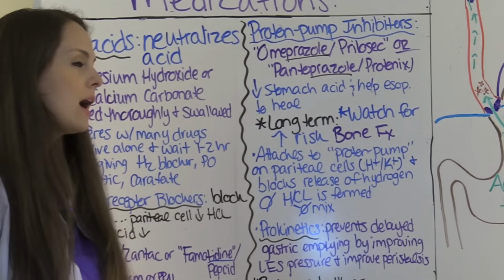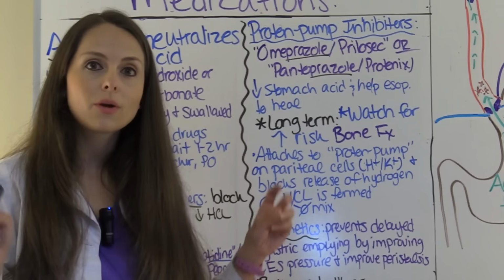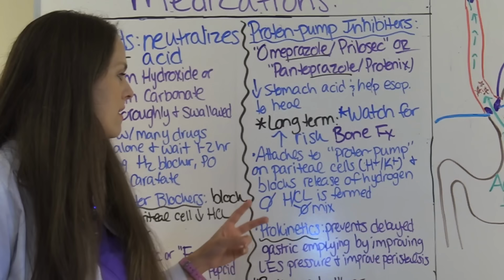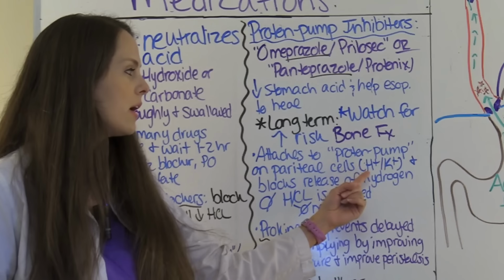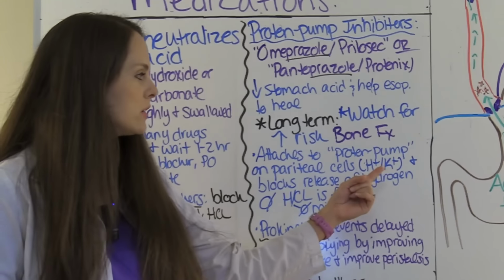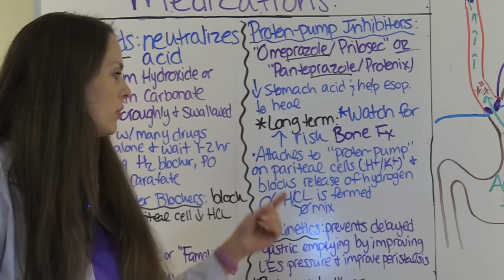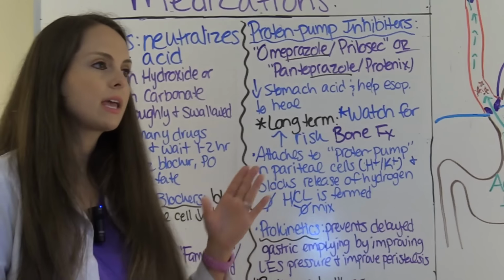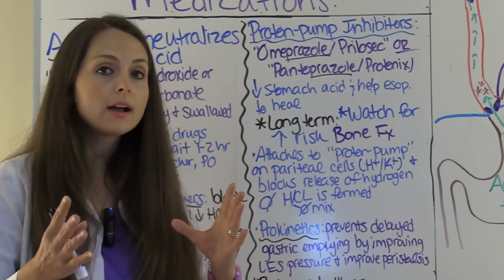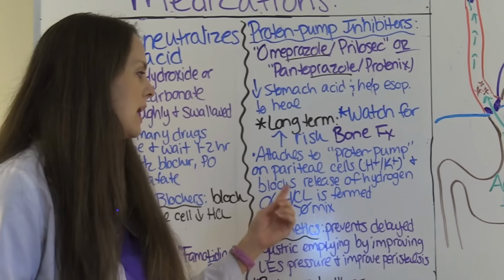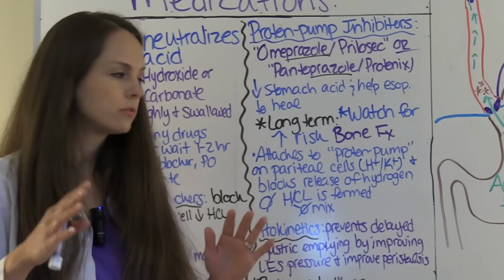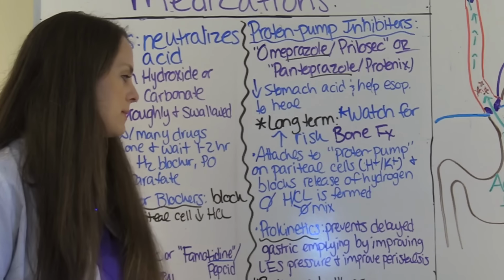Now, how PPIs work is that they attach to the proton pump of the parietal cells. So your hydrogen and your potassium, that's your proton pump. However, it blocks the release of hydrogen, so it can't mix with those chloride ions, which would make hydrochloric acid, HCl, so it's not formed, so it'll decrease the stomach acid.